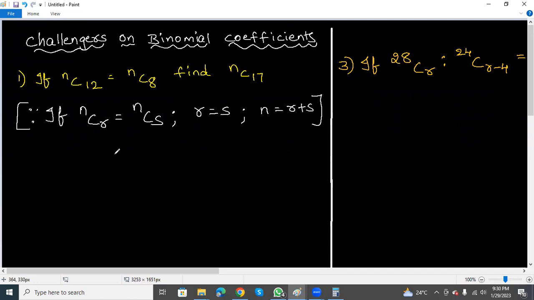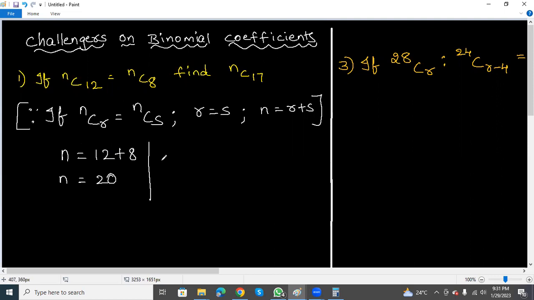What is it? r plus s. Here r is 12, s is 8. So let's find the n value: 12 plus 8, so n is equal to 20. Now we know the n value is 20, and we need to find 20C17.